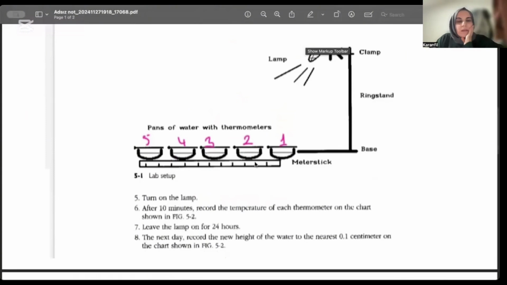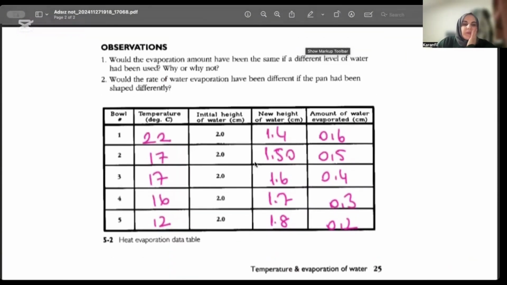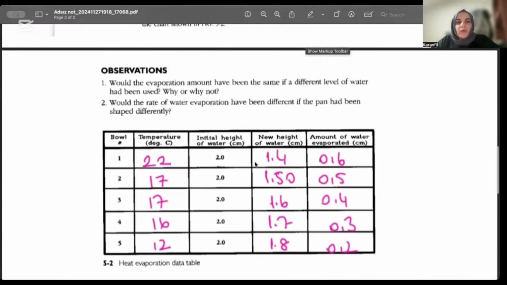Let me share. And then you see the first temperature, and 1 day later I measure the new height of water, and I find the amount of water evaporation. First of all, I talk about the experiment observation.